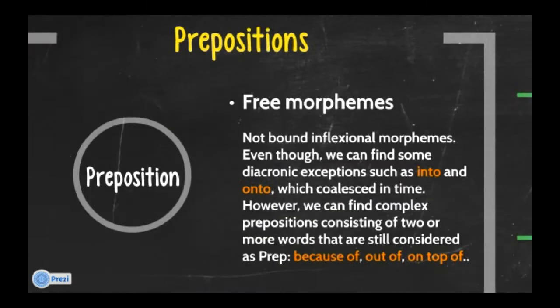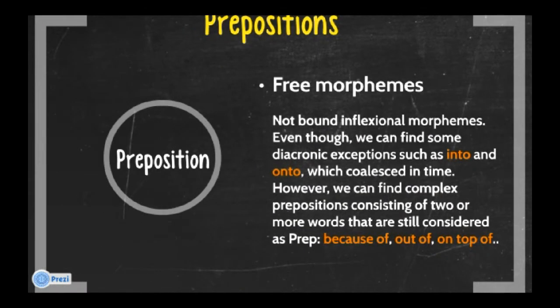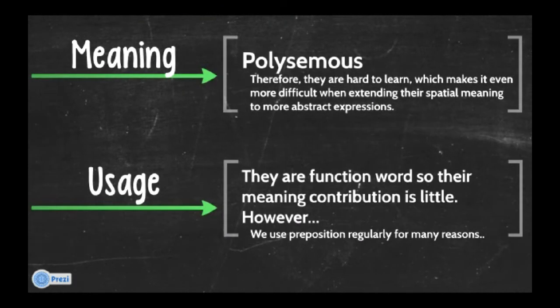Prepositions are free morphemes. They are not bound to any inflectional morphemes, even though we can find some diachronic exceptions, such as into and onto, which coalesce in time. However, we can find complex prepositions, consisting of two or more words that are still considered as prepositions, such as because of, out of, on top of. In terms of meaning, we can say that they are polysemous, therefore they are hard to learn, which makes it even more difficult when extending their spatial meaning to more abstract expressions.